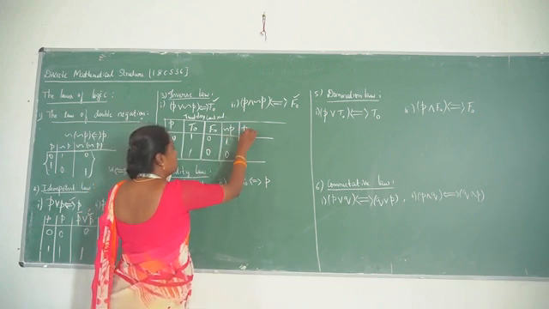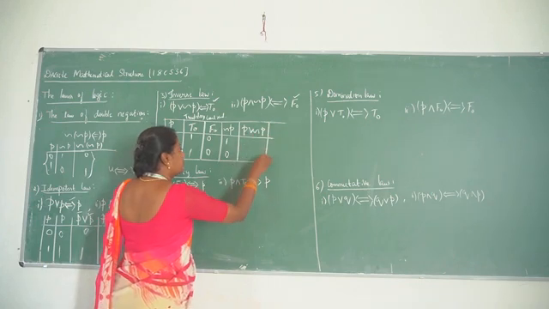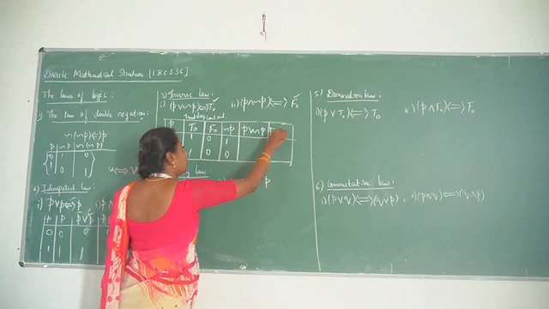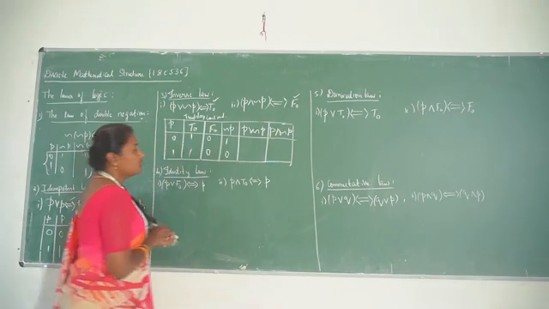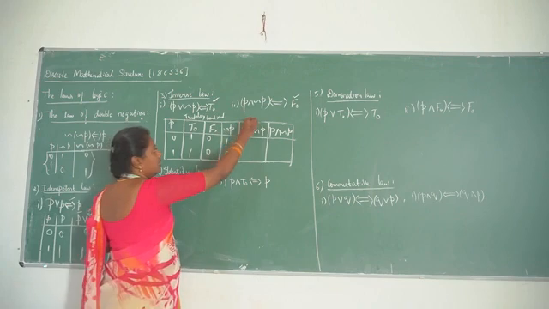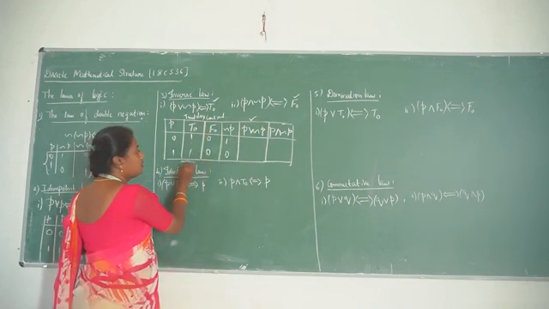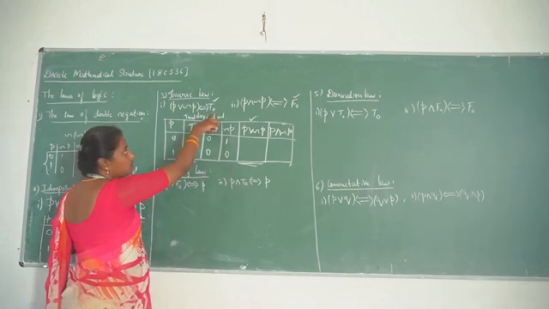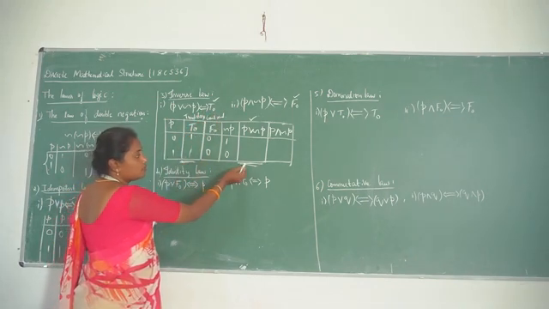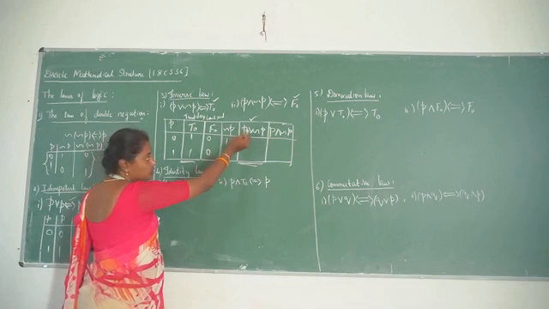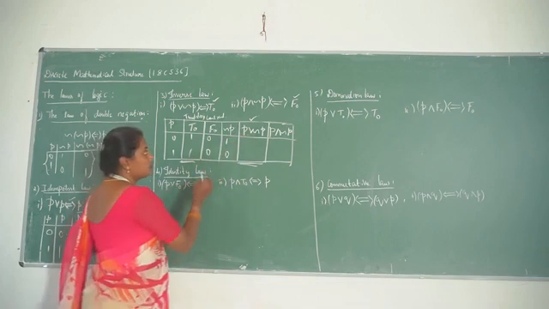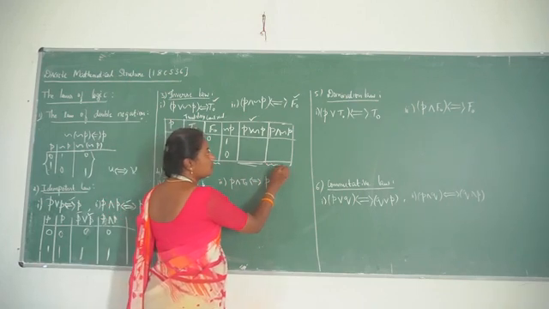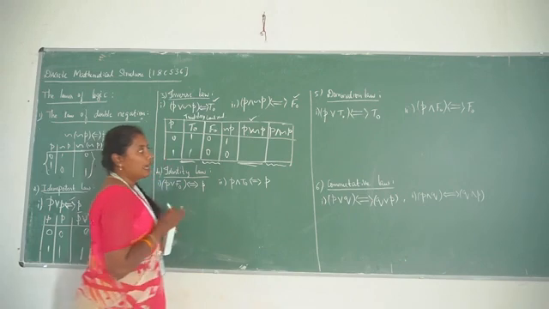Next P or not P. So the last column is P and not P. P or not P must be the same as the T naught value. So these two columns must be equal, because T naught is logically equivalent with the disjunction of P and its negation. And one more, F naught is logically equivalent with the conjunction of P and not P.